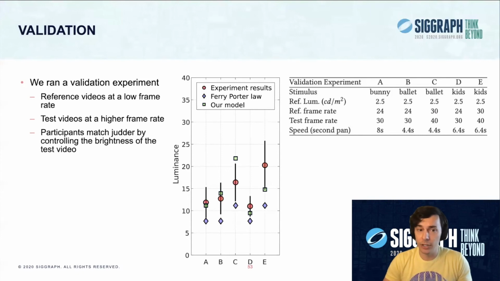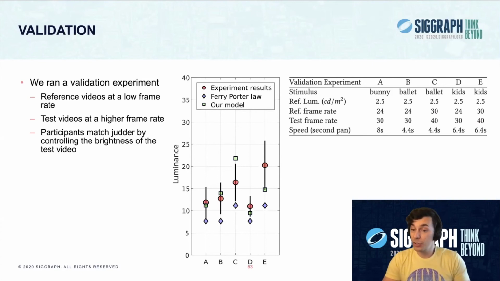Here are the results of our experiment. On the right, you can see a table with all the cases that we've examined. We have the reference luminance, the reference frame rate, and the test frame rate. And we've experimented cases of 24 FPS compared to 30 and 30 FPS compared to 40. In the center, you see the results of our experiment. In red are the selections made by the users with the confidence intervals shown with the vertical bar.